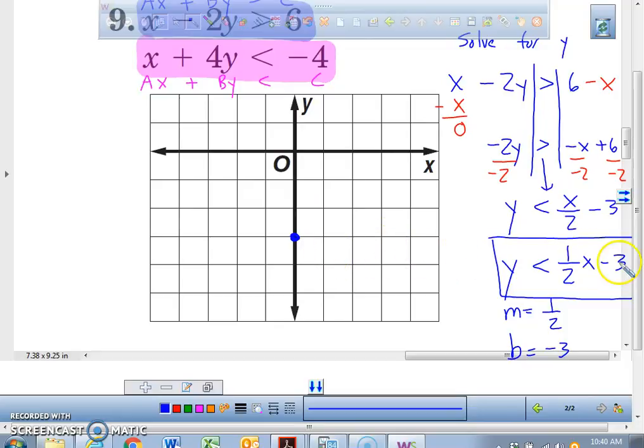So here we go. There's -3. We're going to go up 1, over 2, and put a point. Up 1, over 2. Put a point. Down 1, over 2. Put a point. Down 1, over 2. Put a point.